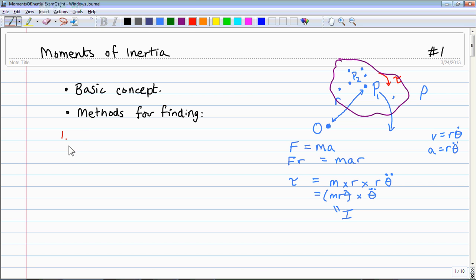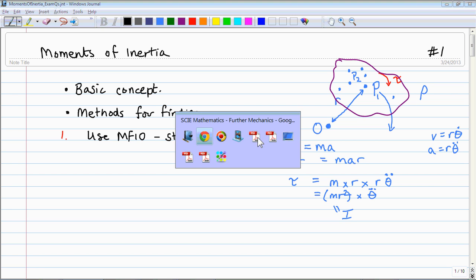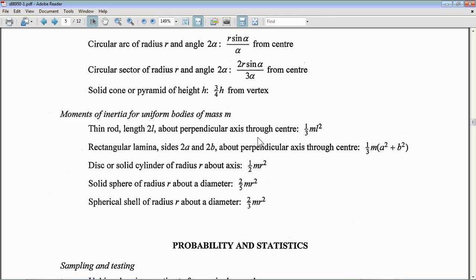So what methods do we have for finding moments of inertia? Number one is use MF10. That means use the formula sheet. There are certain basic standard results for moments of inertia that are just given. And luckily you don't have to memorize them. They are in MF10. So let me find MF10. There it is.